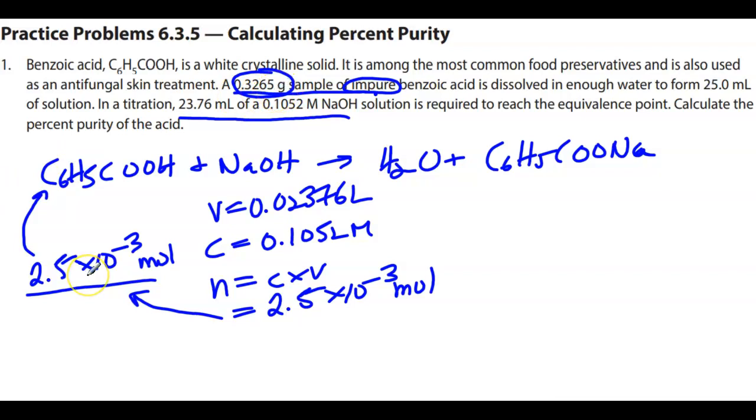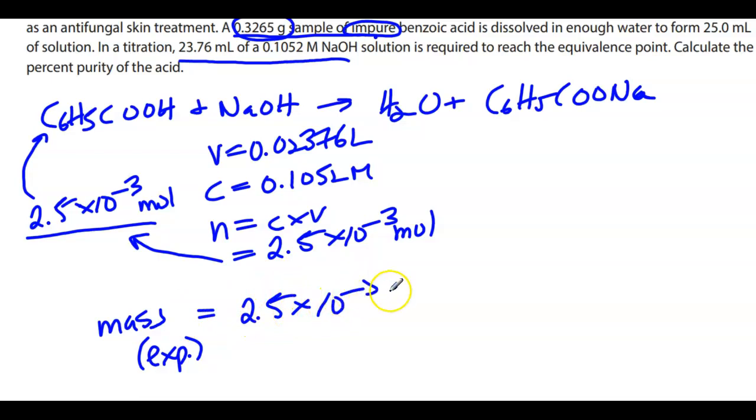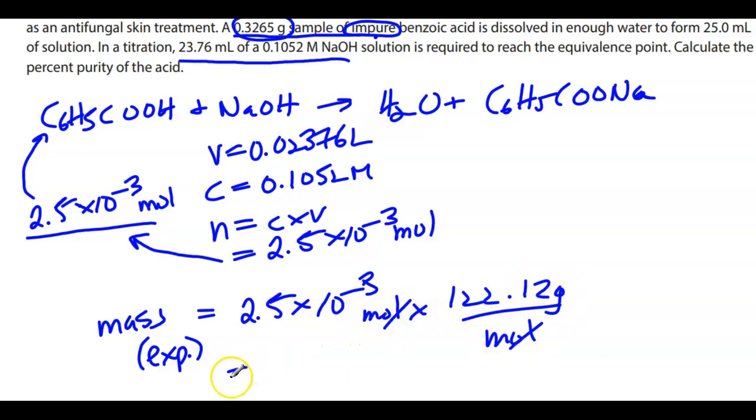So if we have the moles, we want the mass from the titration results. Let me do this. Mass from experiment, okay? So that's going to be our 2.5 times 10 to the negative 3 moles, and the molar mass for the benzoic acid is 122.12 grams per mole. So we end up getting 0.3053 grams from that, right?